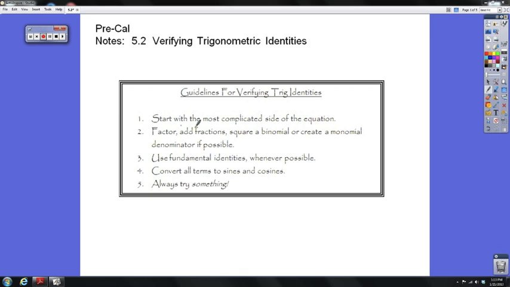Number 1, start with the most complicated side of the equation. Number 2, factor, add fractions, square binomials, create a single denominator if possible. Number 3, use your fundamental identities, your Pythagorean identities whenever possible, your hints on your green sheet. Number 4, convert all terms to sines and cosines. That's really important. That really goes a long way as far as getting you started.